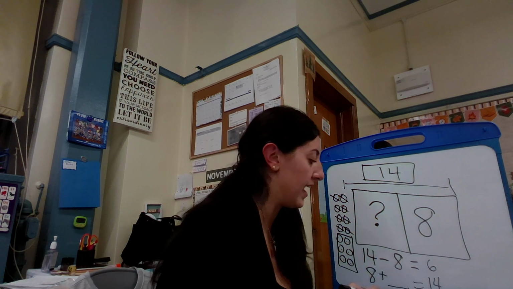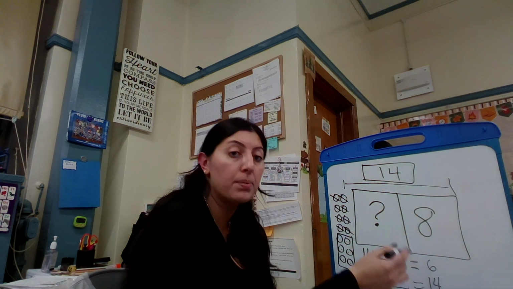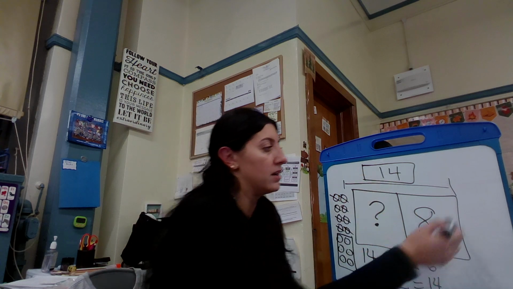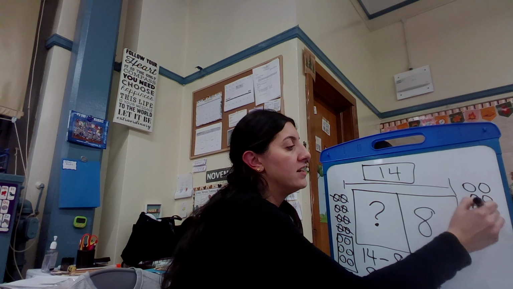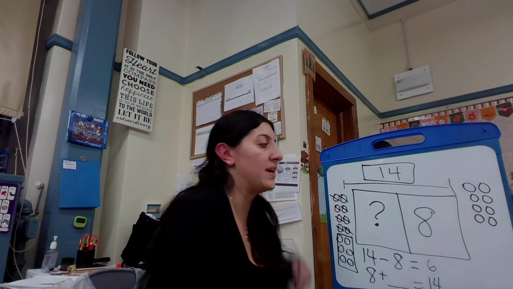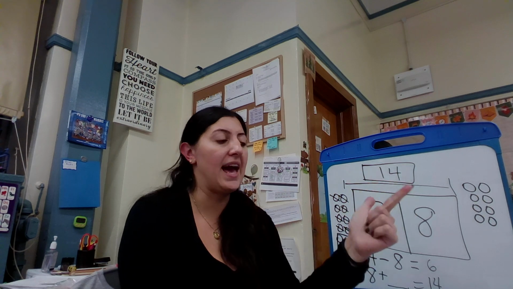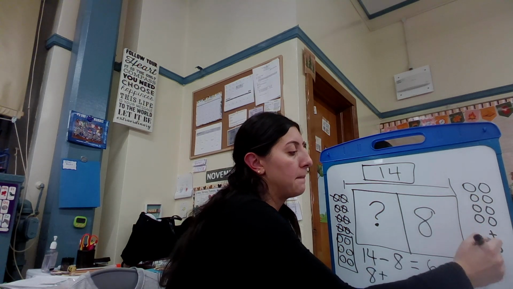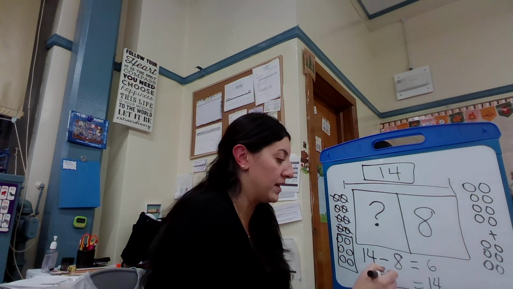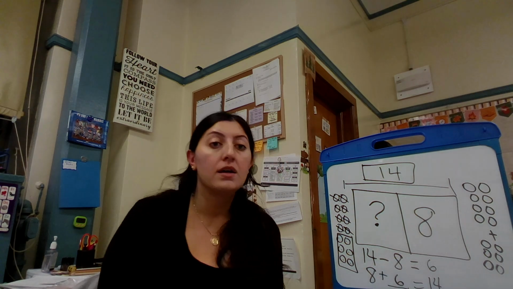Or on the other side, I could show you how we could count up from 8 to get to 14. So I'm going to draw my 8 circles. 1, 2, 3, 4, 5, 6, 7, 8. Now I keep the 8 in my head and I'm going to count up. 9, 10, 11, 12, 13, 14. So 8 plus 6 more is going to give me 14.